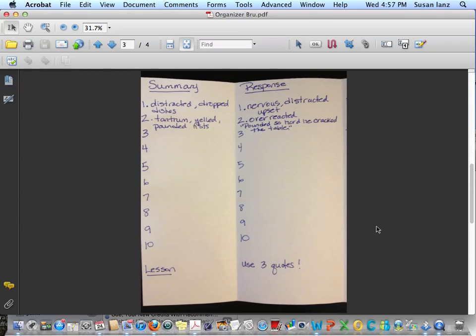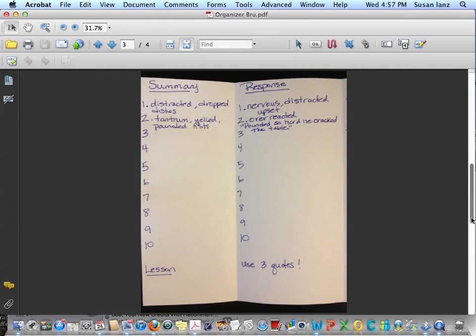On number 2, where he threw the tantrum and yelled and pounded his fists, I inferred that he overreacted. And then I included a quote from the story where it shows that he overreacted. I included the quote, "He pounded so hard that he cracked the table." You will want to include at least 3 quotes in your response column from the story that show what you've inferred. So please write at the bottom of the response column and use 3 quotes.